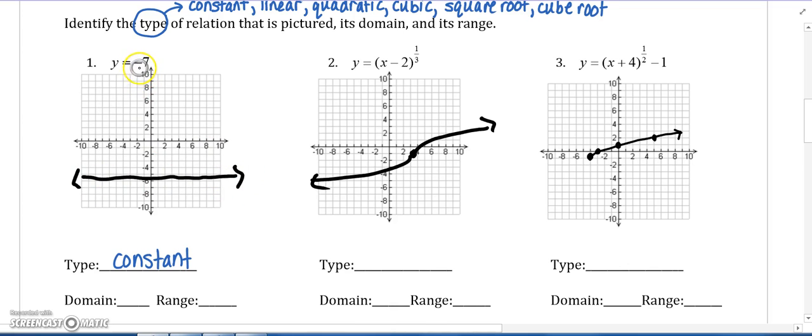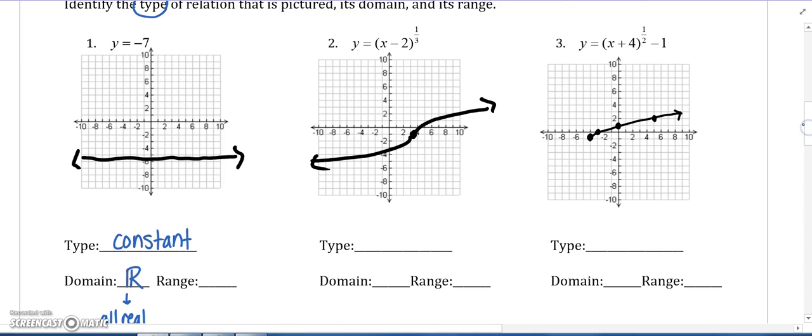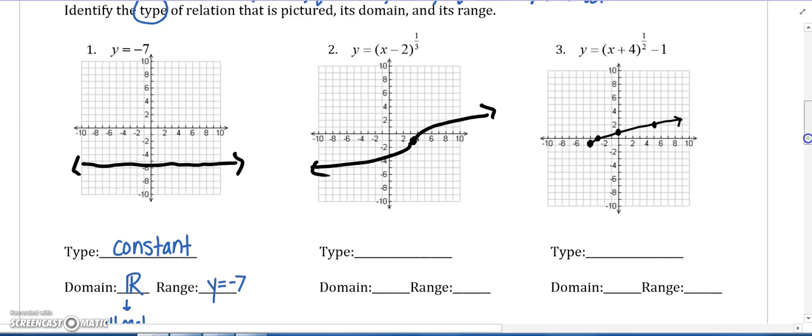The fact that I would be able to plug in any x value means we would say the domain is all reals. In case you forget what that means, that's all real numbers, because I can plug in any x into that function. For the range, though, range are the y values. There's only one y value that I'm going to get out of this function because it always equals -7. So my range would simply be y equals -7. There's not going to be too many times where our range is a single value, but in a constant function, that's just what happens.